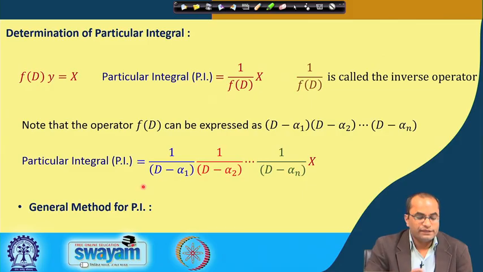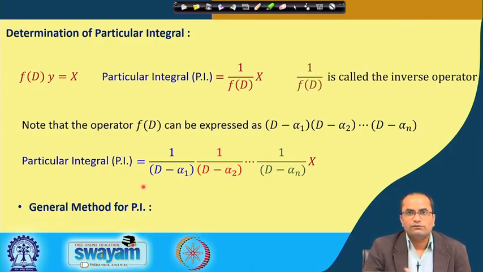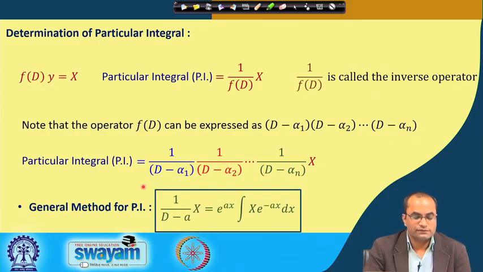This is the very general method for finding the particular integral, which we are discussing at first. Later on we will go for some special forms of X, and there will be some direct evaluation techniques which will also be discussed later. Here first we will prove the result that when we operate 1 over (D minus a) on X, we get e to the power a x times the integral of X multiplied by e to the power minus a x, dx.